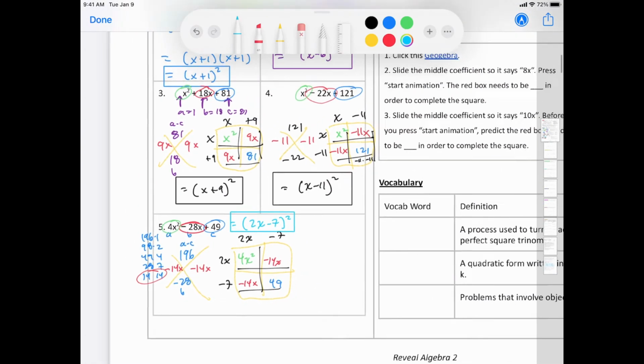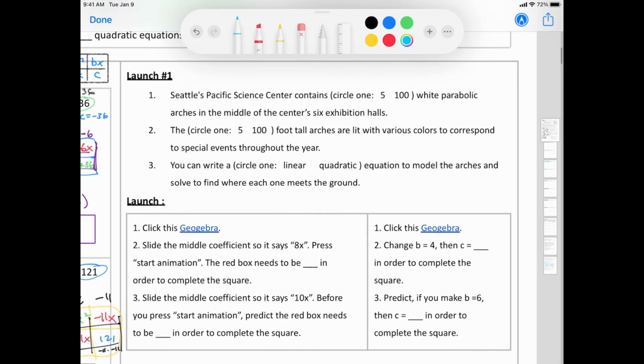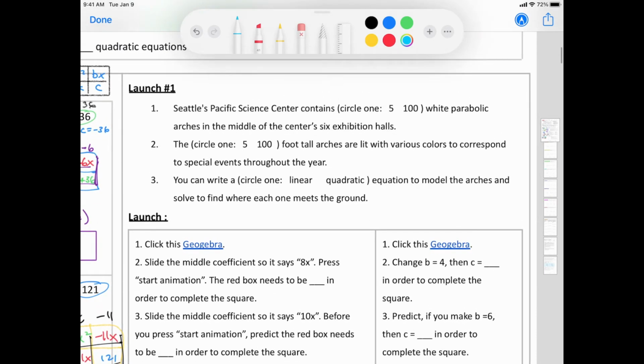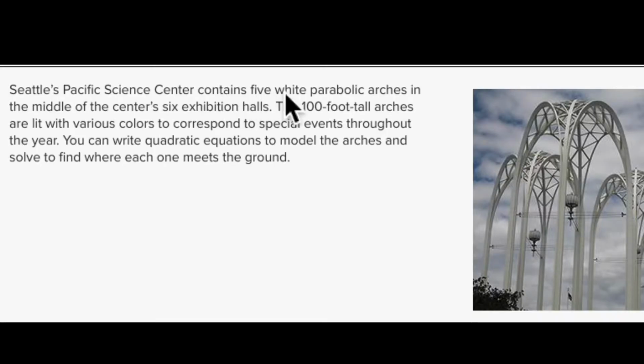Okay, let's go on to our launch number 1. It contains 5 white parabolic arches in the middle of the center, 6 exposition halls. The 100-foot tall arches are lit with various colors to correspond to special events throughout the year. You can write quadratic equations to model the arches and to solve to find where each one meets the ground.